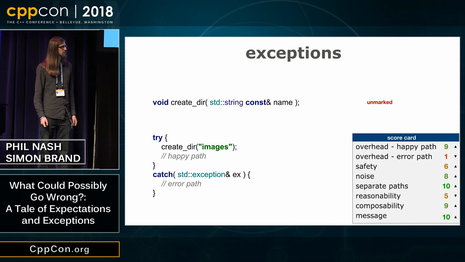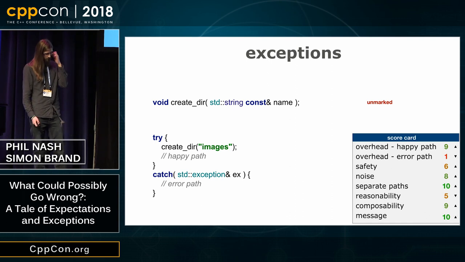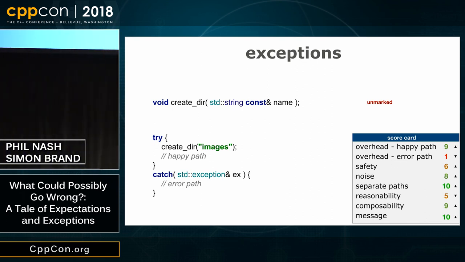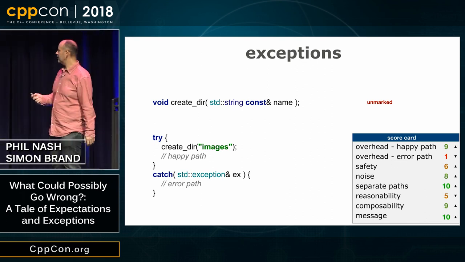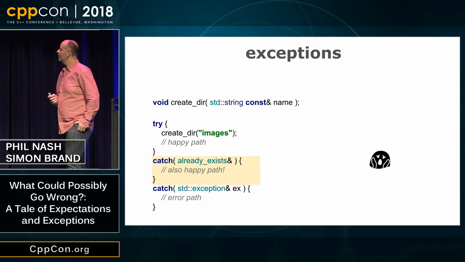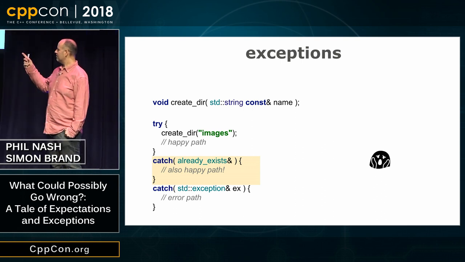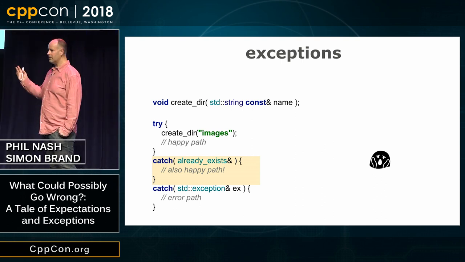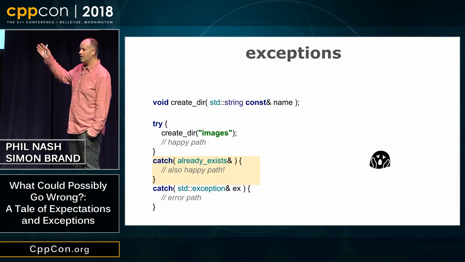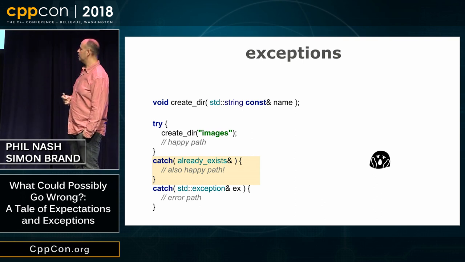Well, you mentioned the overhead on the error path, but that only really comes into play if you're using exceptions for control flow, doesn't it? And no one would do that, would they? Although, how are we going to handle the already exists case? If we just use exceptions for this, then we are literally using exceptions for control flow. We don't want to do that.